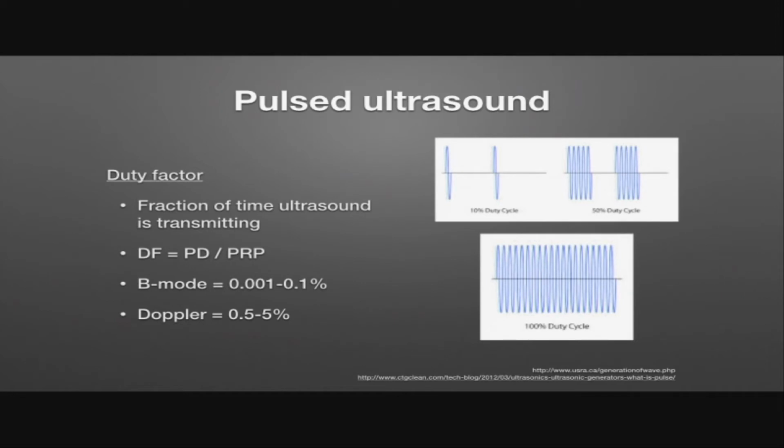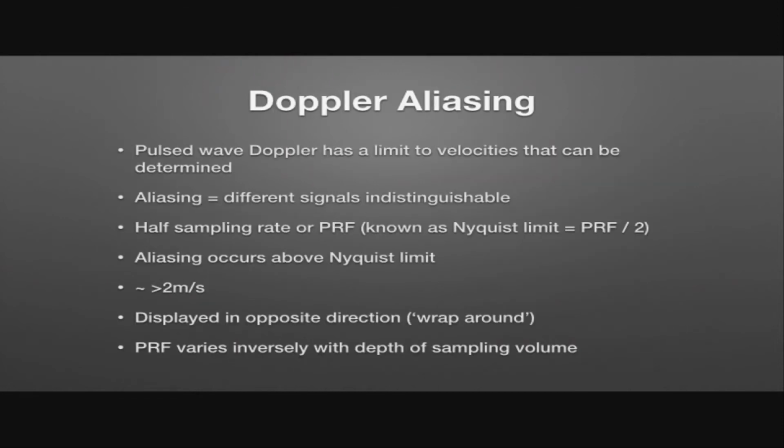For B mode imaging or M mode imaging, it was about 0.001 to 0.1%. For Doppler, it's more like 0.5 to 5%. So I guess that's important to know. And this is where this theory of Doppler aliasing comes in, which is important to know about.